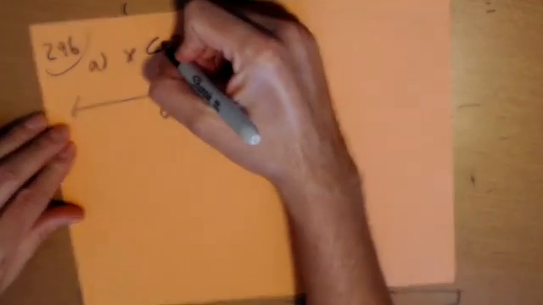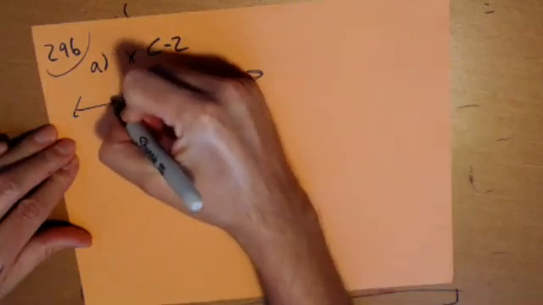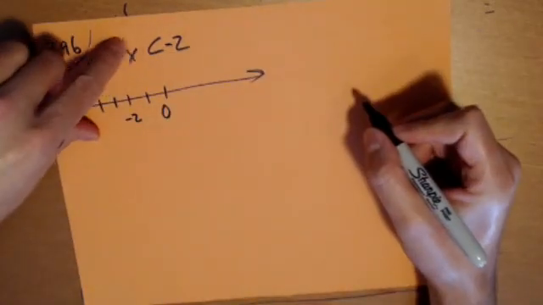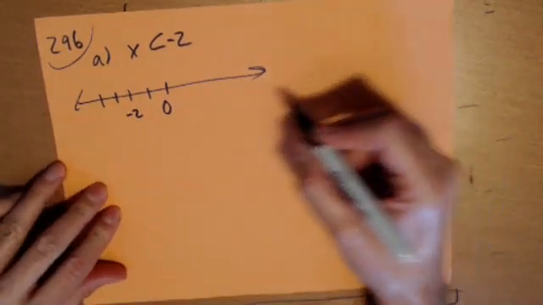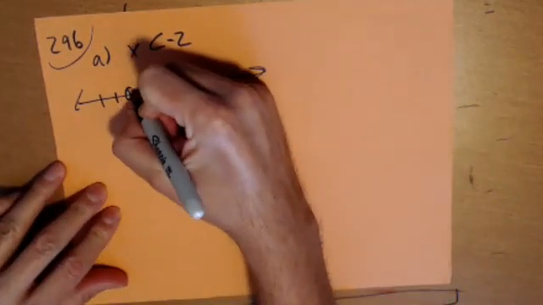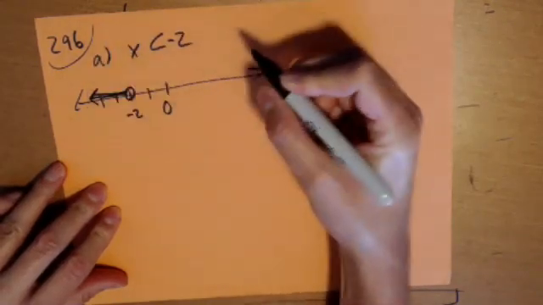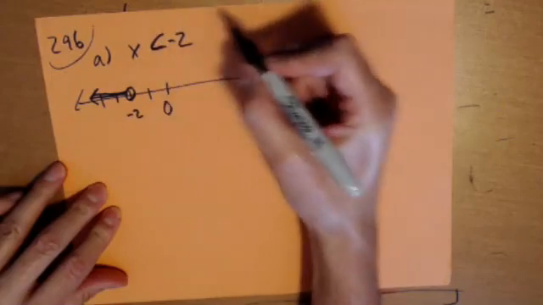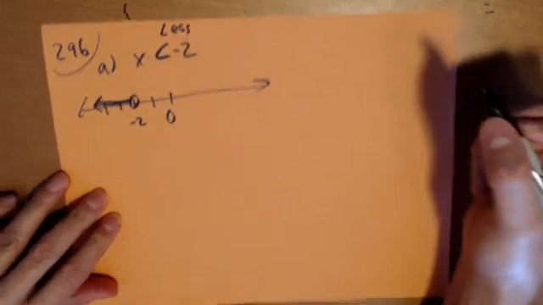Whoops, x is less than negative 2. So negative 1, negative 2 is right there. And we want x values less than negative 2. So there's a couple ways you could do it. Some books will put an open circle and then shade everything to the left like that. See how this is pointing to the left, less than? It also looks like the word less, the letter L.